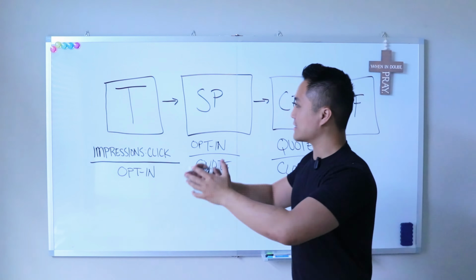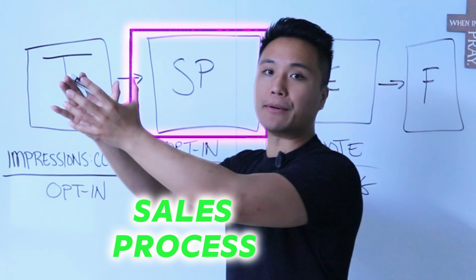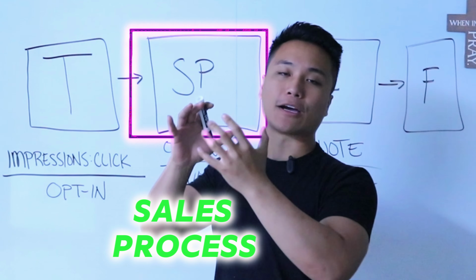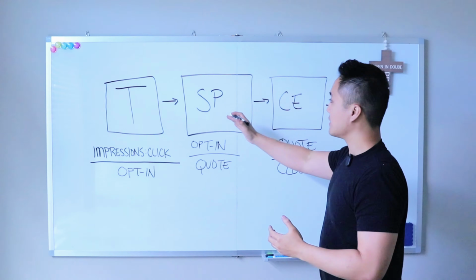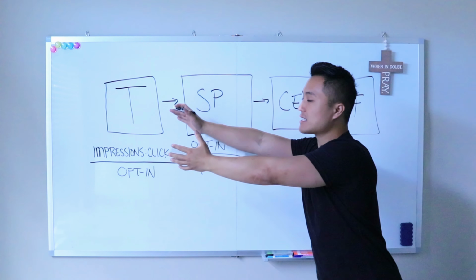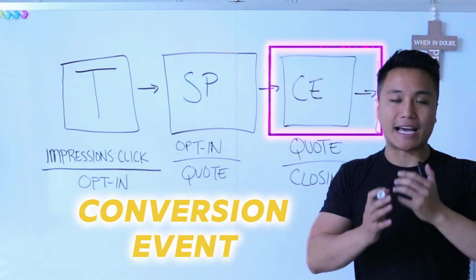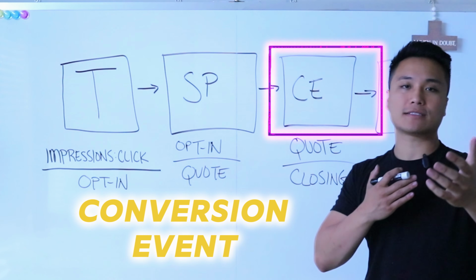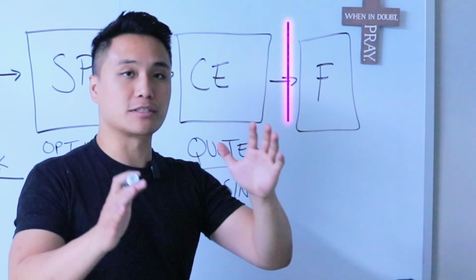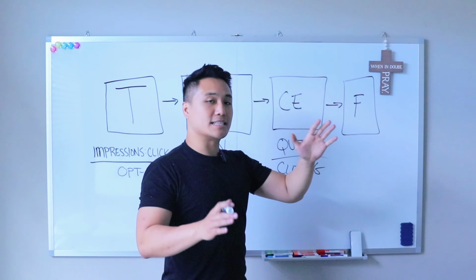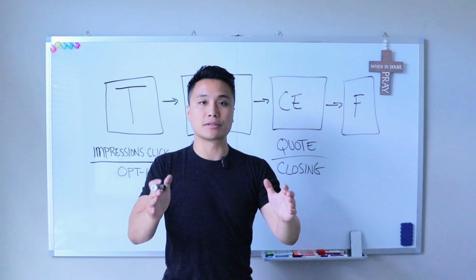The next thing we look at is the sales process. Out of all those eyeballs, how many actually become leads that are interested in buying from your business? That's the sales process. Now, out of all those leads, how many end up paying you money? That's the conversion event. At what point do they actually give you money in exchange for services? And lastly is F, which is fulfillment. For you guys, it's probably going to be screen printing, embroidery, promotional products, etc.